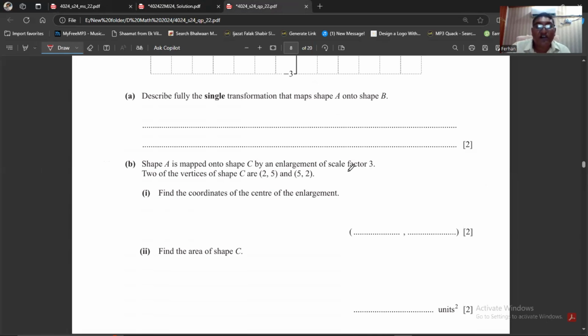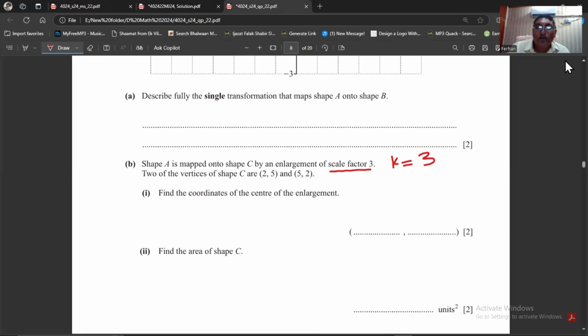Okay, then he says shape A is mapped on the shape C by an enlargement with a scale factor of 3. The scale factor is given. The scale factor is normally represented with K, and it is equal to positive 3, okay? So the image and the object both are on the same side of the center of enlargement. Two of the vertices of the shape C are (2, 5) and (5, 2). Find the coordinates of the center of the enlargement.